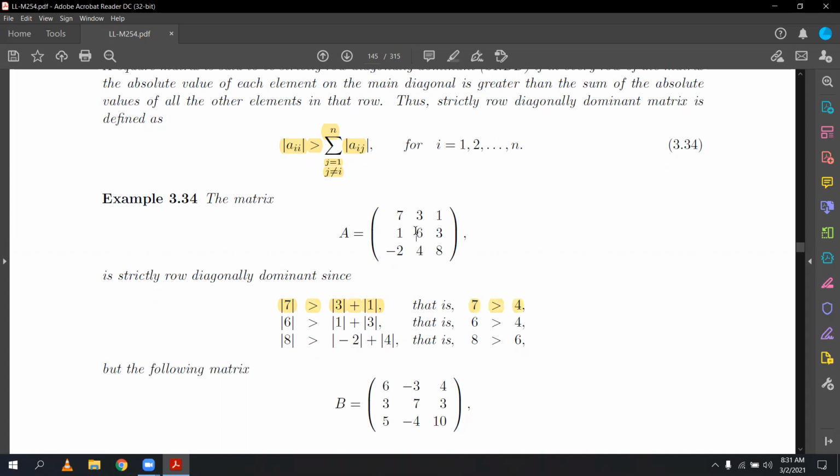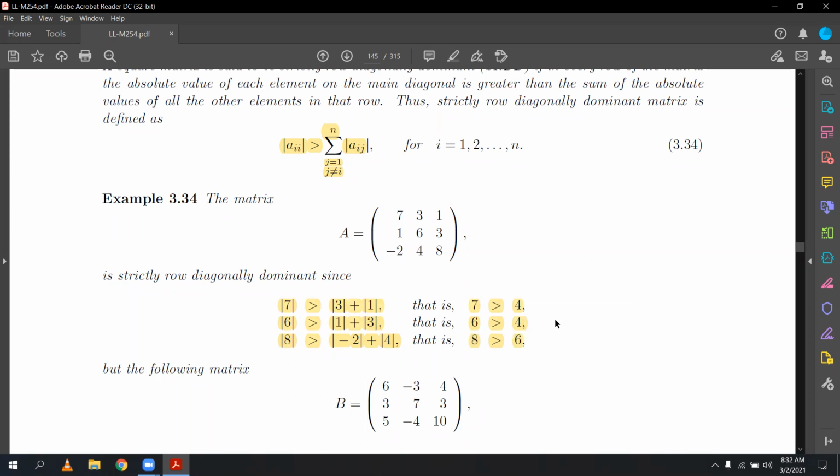Then 6, the second row, second diagonal element, must be bigger than the rest of the elements in that row. And this is also true, because 6 should be bigger than this one. And yes, it is true, 6 is bigger than the 4. And what is the last one? 8 should be bigger than the sum of these elements. And this is also true here. 8 is bigger than the sum of the other elements in absolute value, which gives you 8 is bigger than 6.